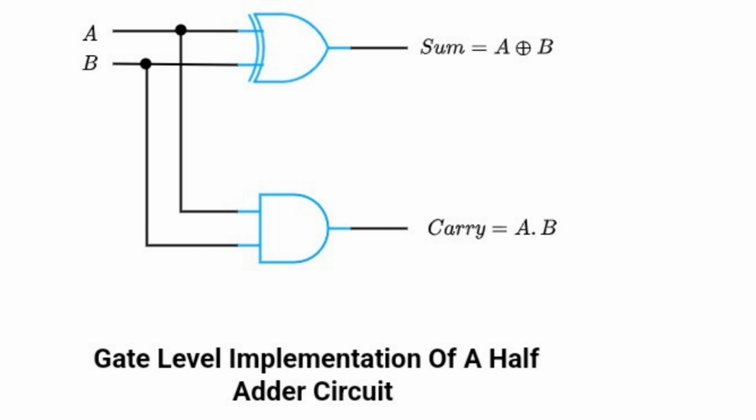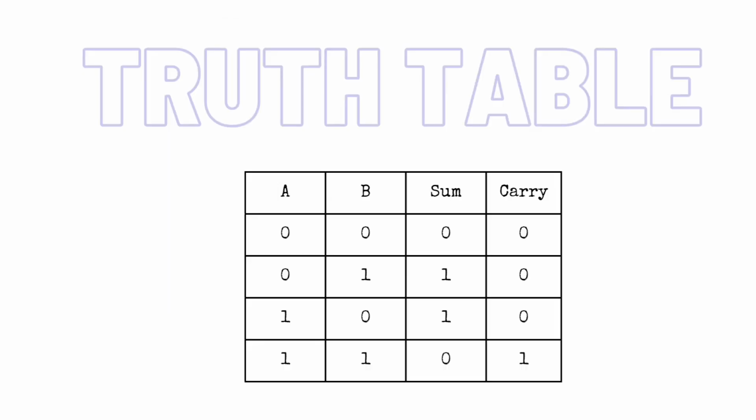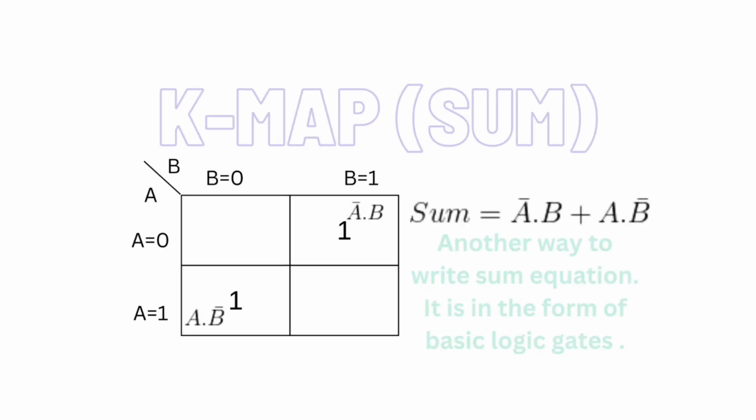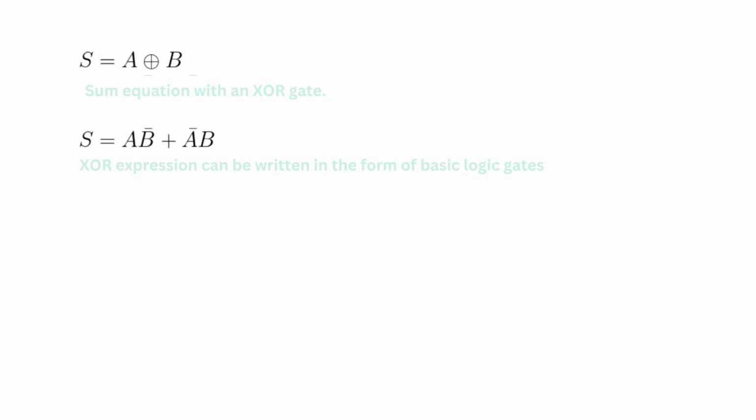This is a half adder and it is made up of an XOR gate and an AND gate. This is the truth table, and here is its sum equation, that is A XOR B. I can rewrite this equation in terms of basic logic gates, that is AND gate, OR gate, and NOT gate. So here are the first two steps.